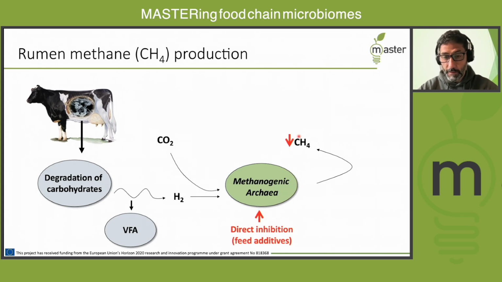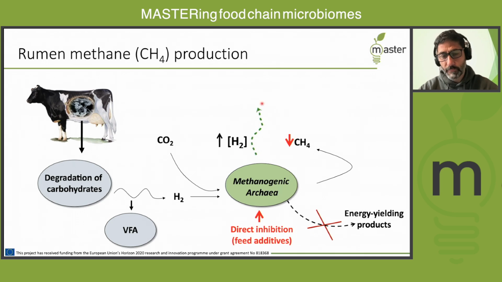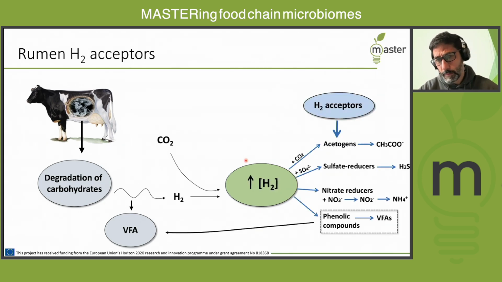When these methanogenic archaea inhibitors are used, there is also an excess of hydrogen produced in the rumen that is wasted because it's not used to produce energy-yielding compounds. Different alternatives have been proposed in the last years to try to capture this excess of hydrogen, so the animal can not only reduce the production of methane, but also obtain a benefit from the metabolic point of view. Some of these initiatives include the use of acetogens, sulfate reducers, and nitrate reducers, but there are some limitations associated with these strategies.